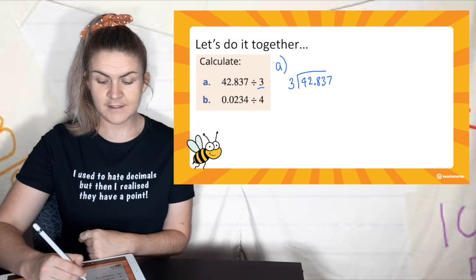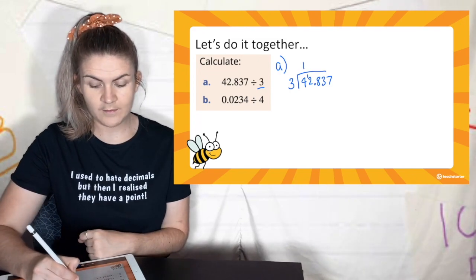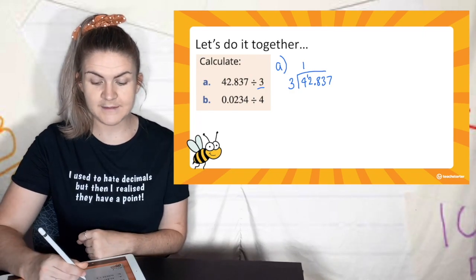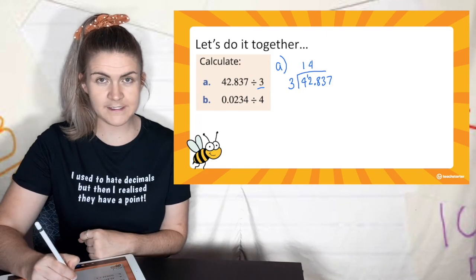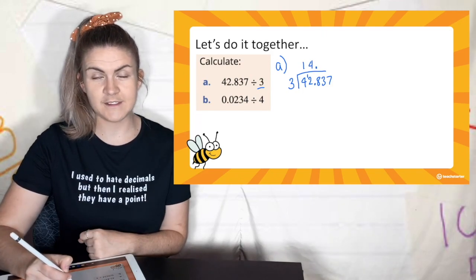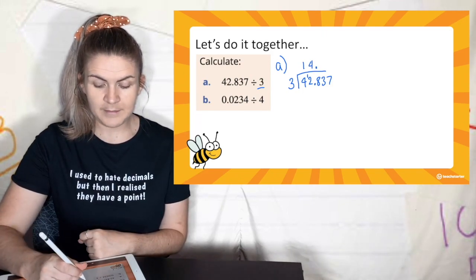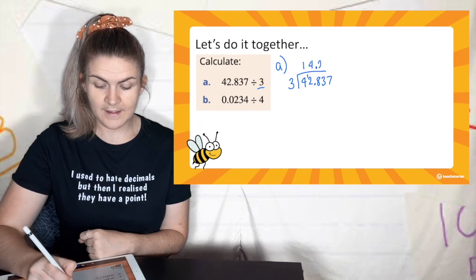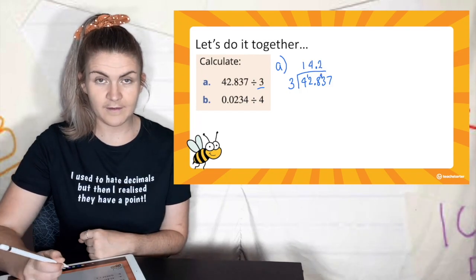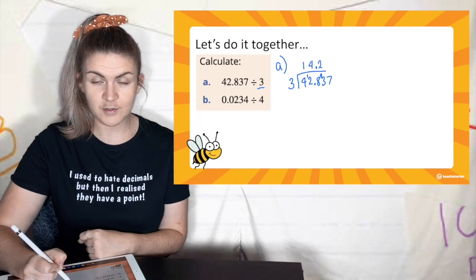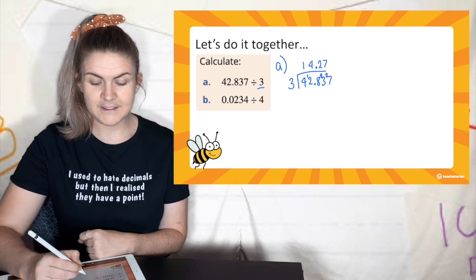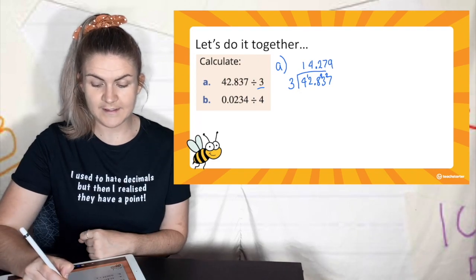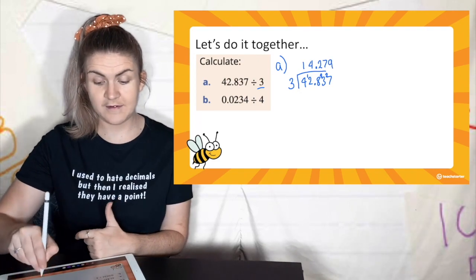How many times does 3 go into 4? That's 1 with 1 left over. How many times does 3 go into 12? That's 4 times. I've hit a decimal point, so I need to put a decimal point in my answer. How many times does 3 go into 8? That's 2 times with 2 left over. How many times does 3 go into 23? That's 7 times, 2 left over. How many times does 3 go into 27? That's 9 times, nothing left over.